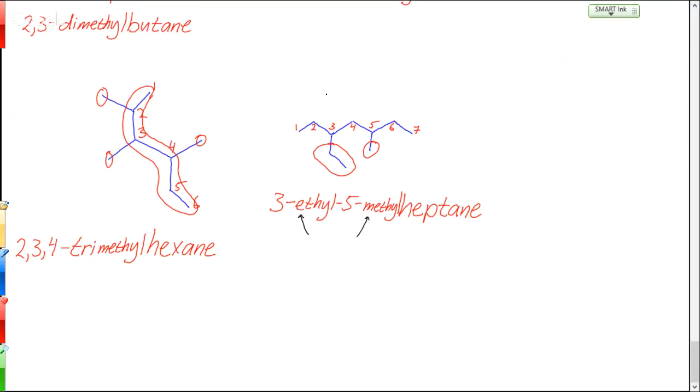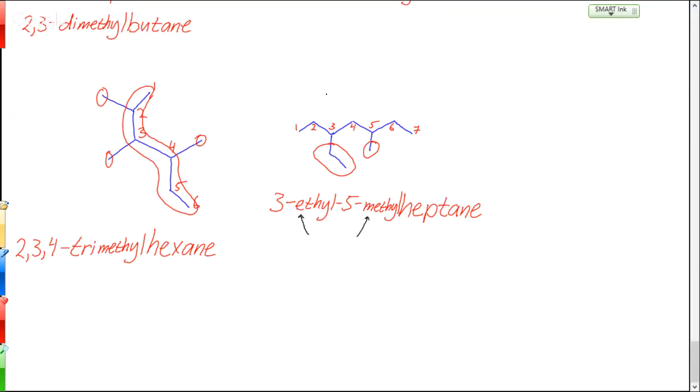But if instead you go 1, 2, 3, 4, 5, 6, 7, and then have substituents here and here, it would be 2,5-dimethyl heptane. It's actually a 7 chain instead of a 6. The good news about that is when that's an issue, usually it simplifies the substituents.